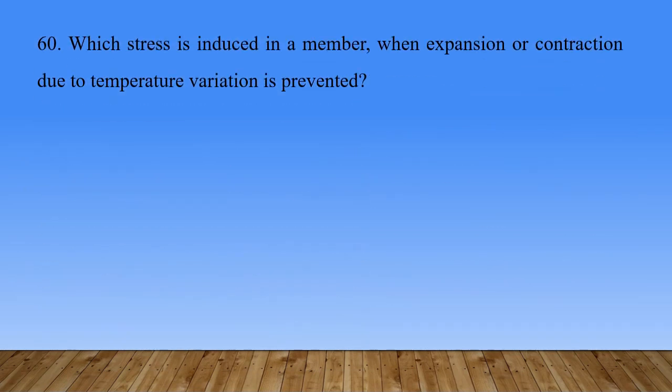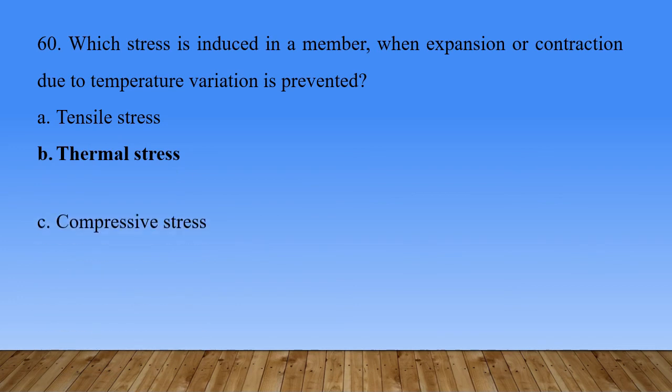Question number 60. Which stress is induced in a member when expansion or contraction due to temperature variation is prevented? Option A, tensile stress. Option B, thermal stress. Option C, compressive stress. Option D, shear stress. The correct answer is option B, that is thermal stress.